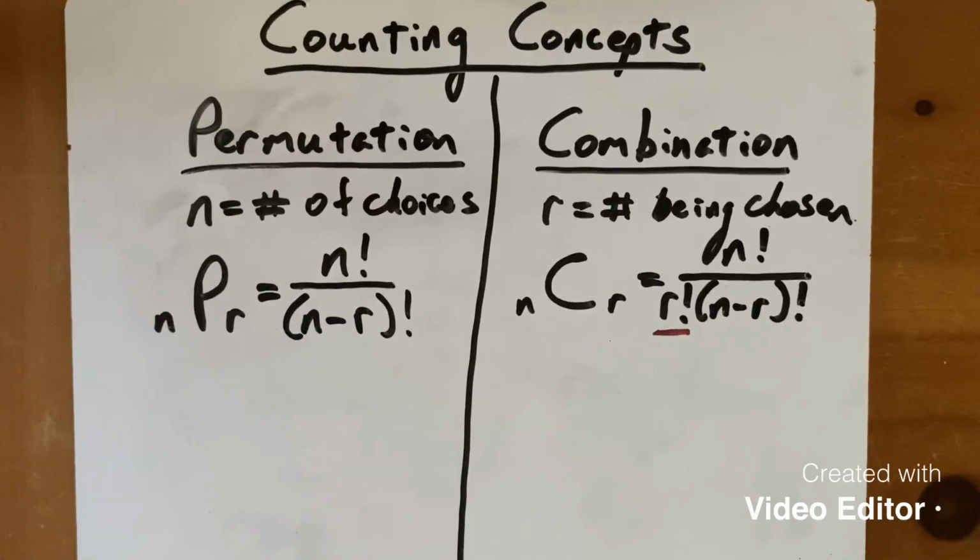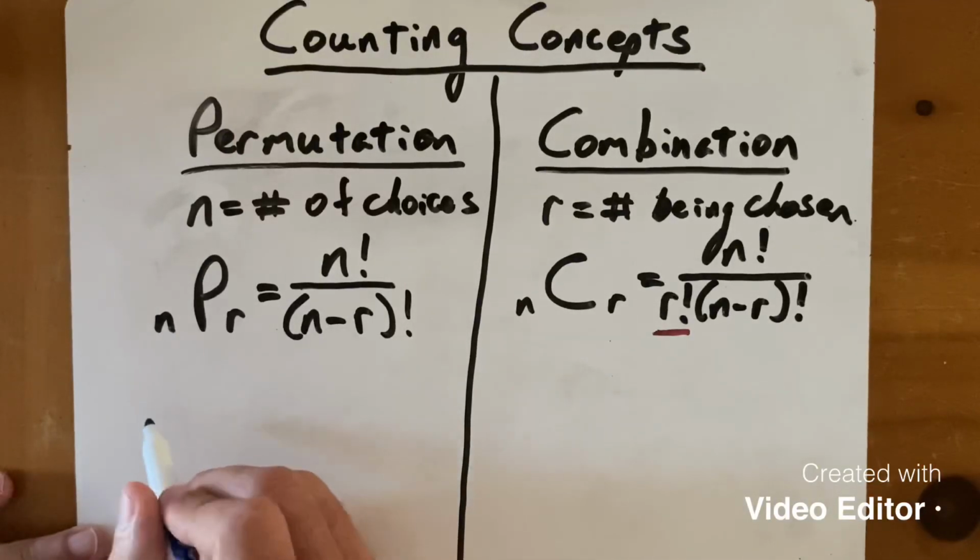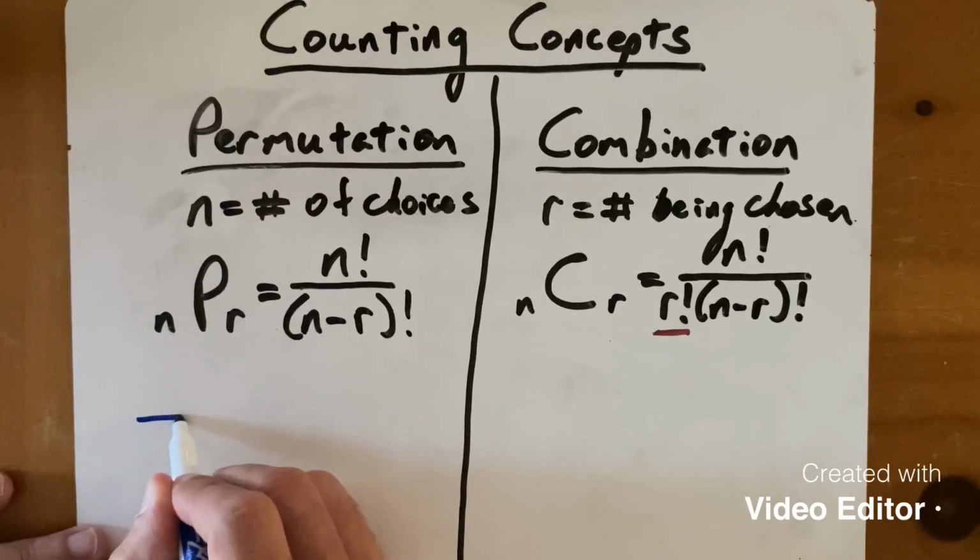If I want them to have a specific position, or if it matters which order I choose them in, who I choose first, who I choose second, who I choose third, then that means I have to use a permutation. So let's say I wanted to assign a president, vice president, and secretary, and I'm going to do a permutation. That means I've got 3 slots to fill here, right?